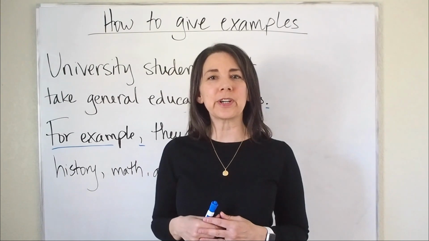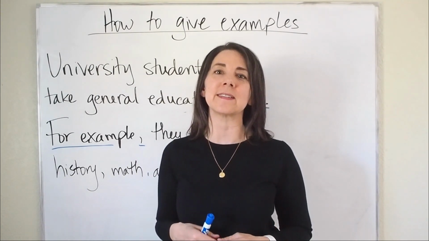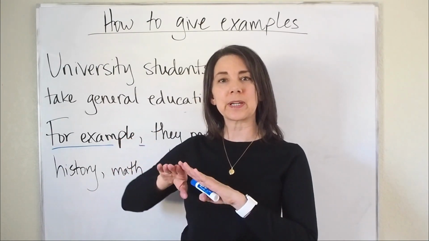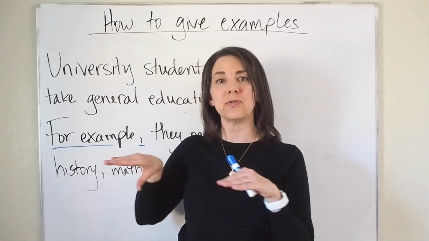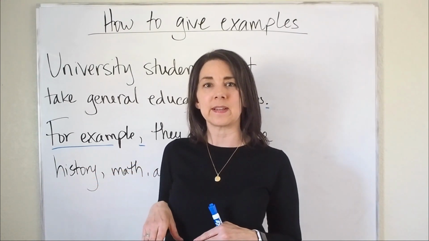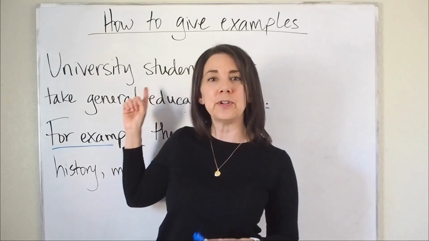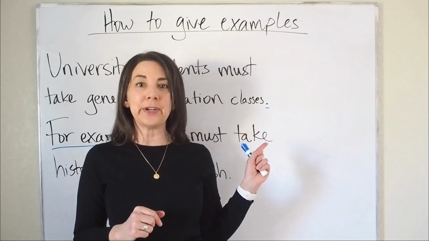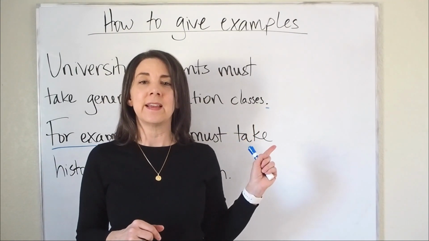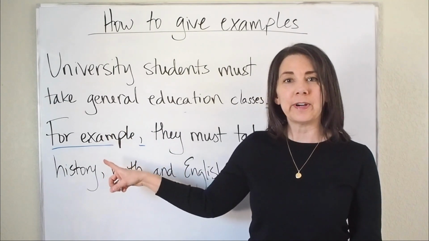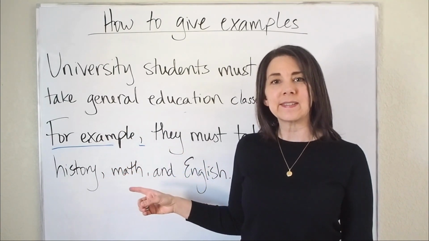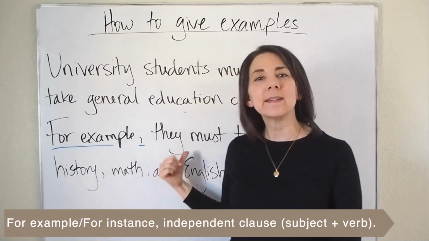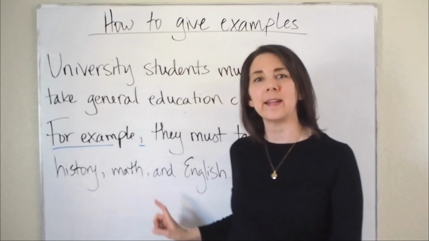Okay, let's look at another example of how to use for example and for instance. In the next example, we're going to use for example or for instance as an adverbial conjunction that goes at the beginning of the sentence. So in this case, we're going to separate the sentence into 2 clauses or into 2 separate sentences. So again, I have university students must take general education classes. Now I'm going to put a period and start a new sentence. In the new sentence, I have for example or for instance, comma, and then I have a sentence. They must take history, math, and English.